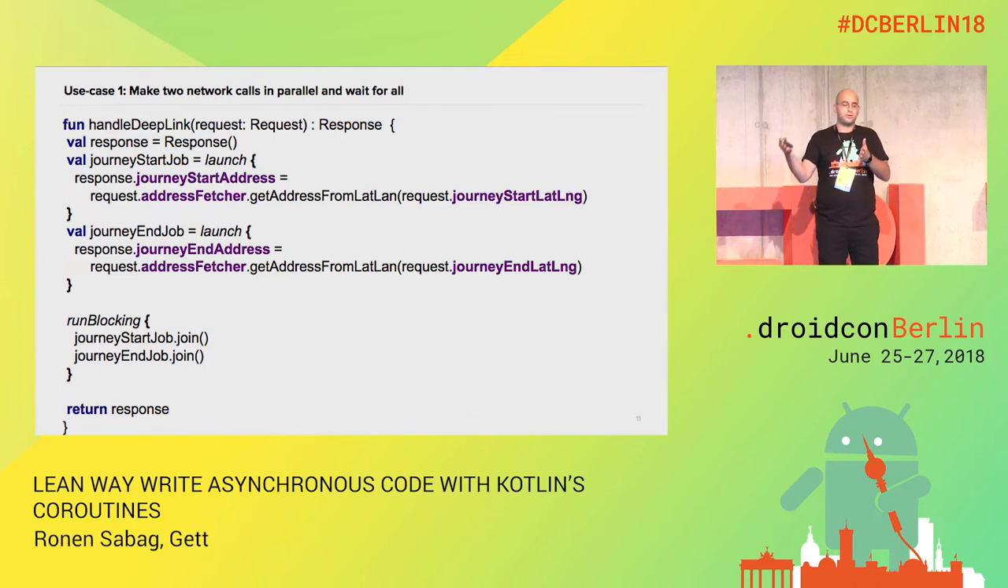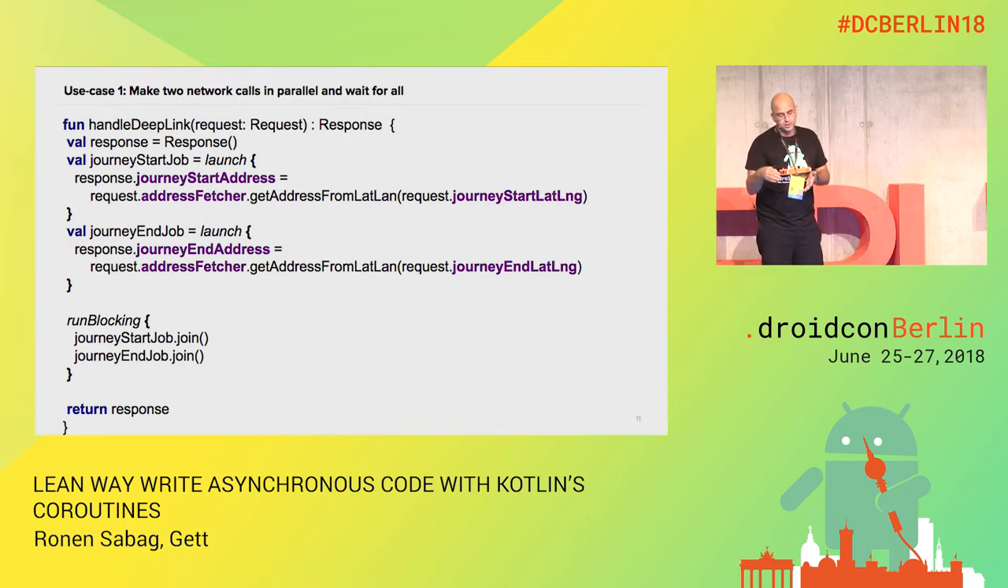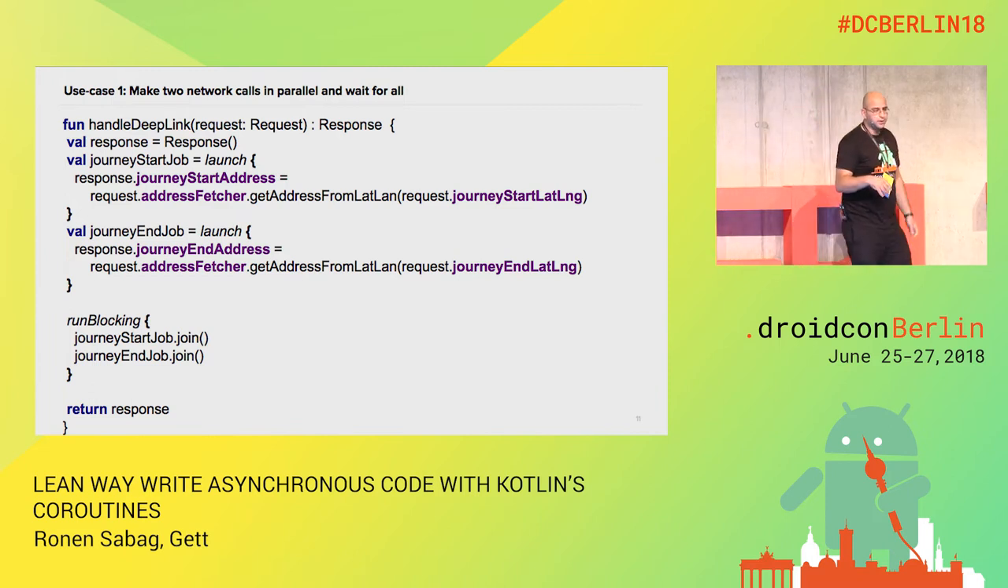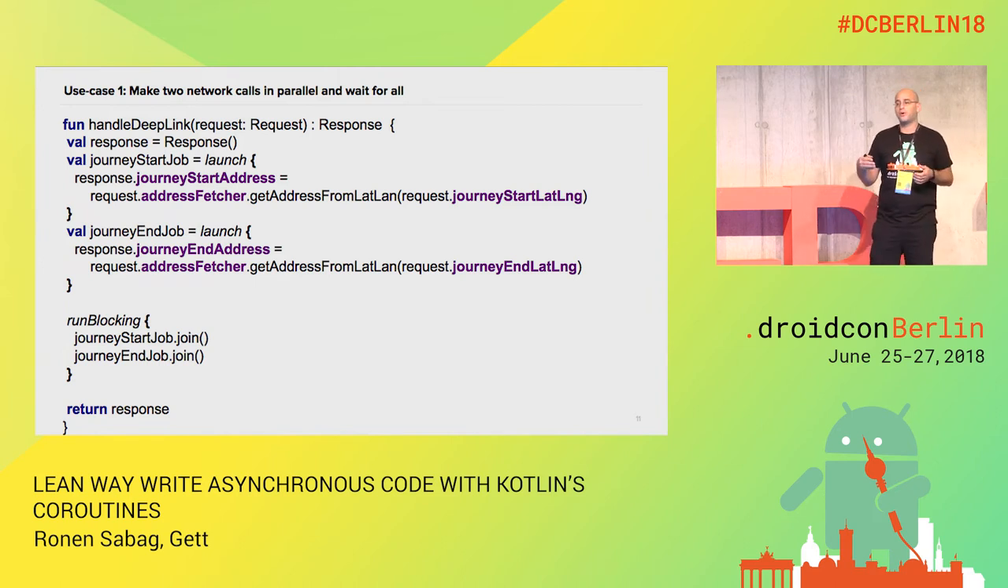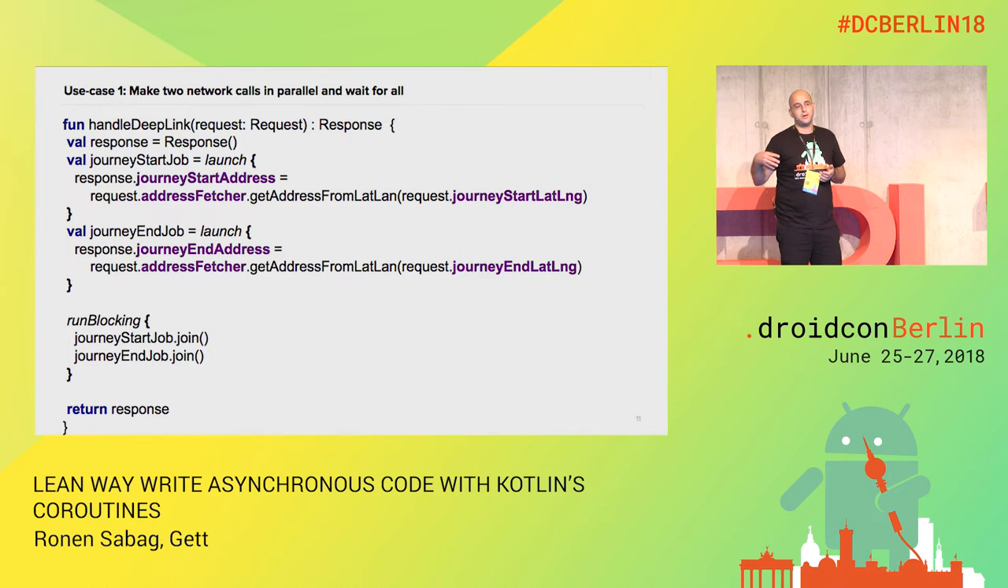Launch returns a structure called a job, that I can do several things with. Eventually, what is going to happen in the code is that it's going to run the first one, and the second one is going to run in parallel. Now, the second thing that I'm going to show you here is runBlocking. When I want to wait for something to happen before I continue with the execution, I put it inside a runBlocking block.